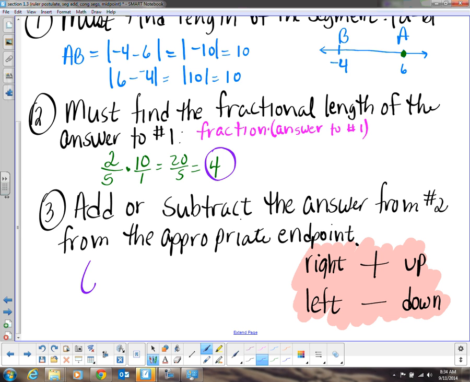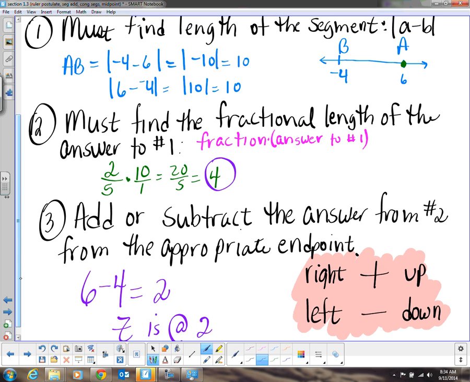So we're going to say 6 minus 4, because we're moving to the left, is 2. In other words, Z is at 2. 2 is not a length, it's a coordinate: 6, 5, 4, 3, and 2 is approximately there. There's our 2, and that's my Z.